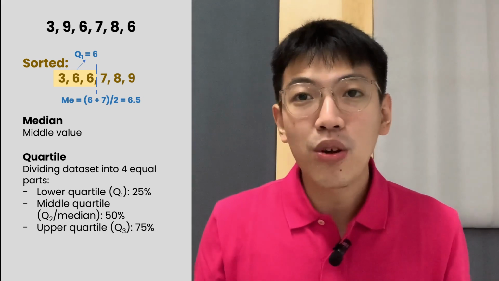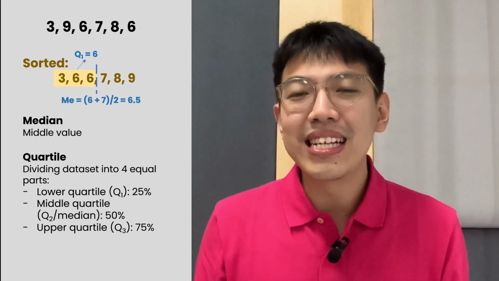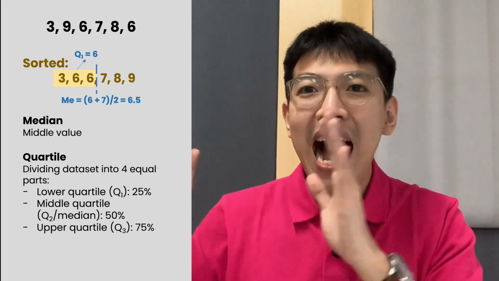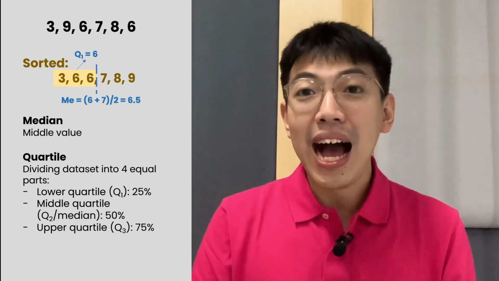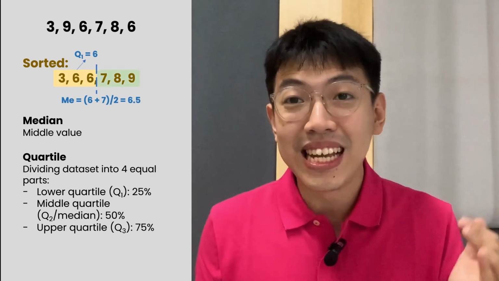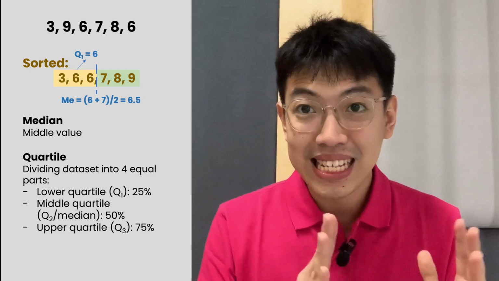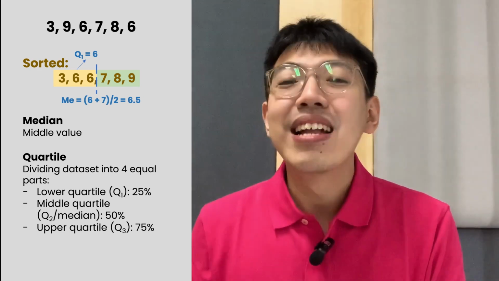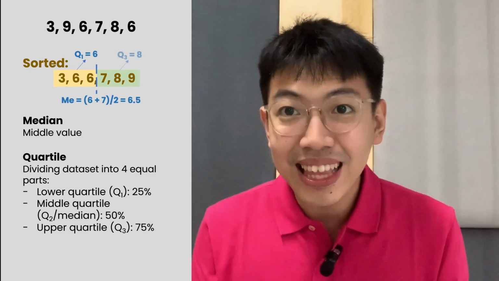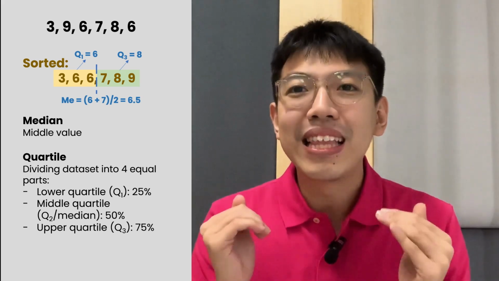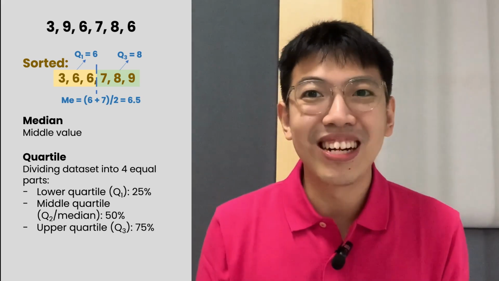How about the upper quartile? Upper quartile is the middle value of the higher half data. Higher half data is the data after the median. It is 7, 8, and 9. The middle value is 8. So 8 will be the upper quartile or the third quartile.